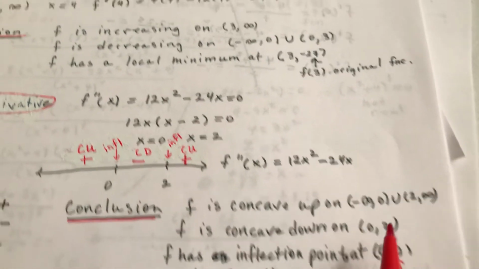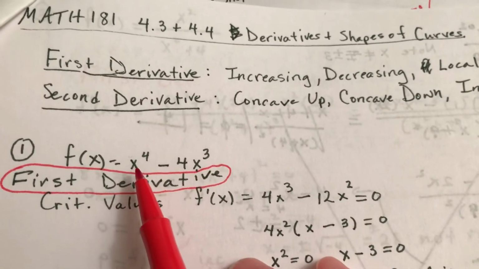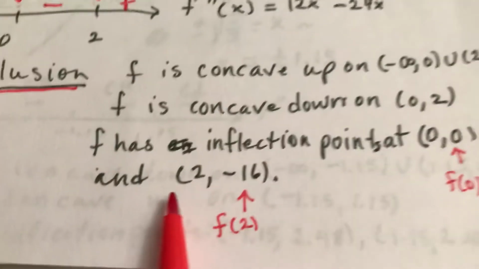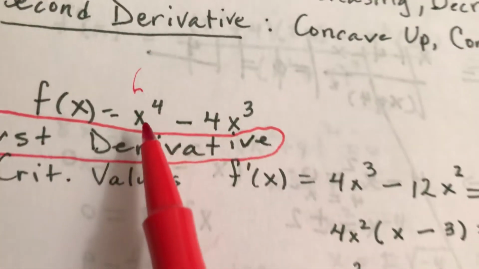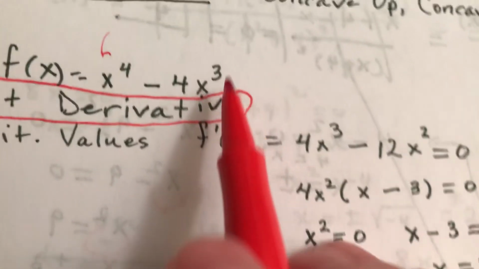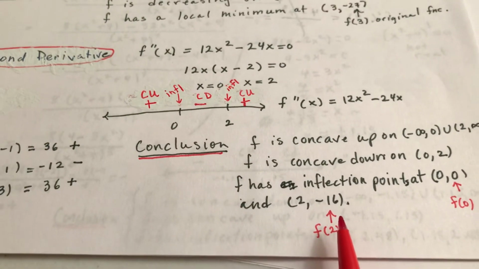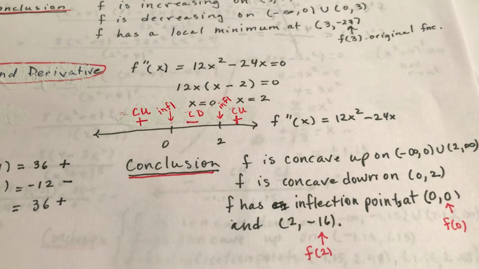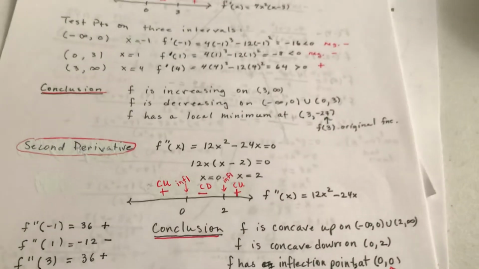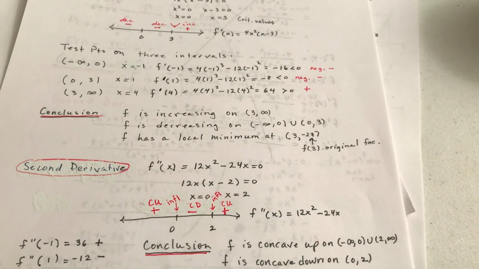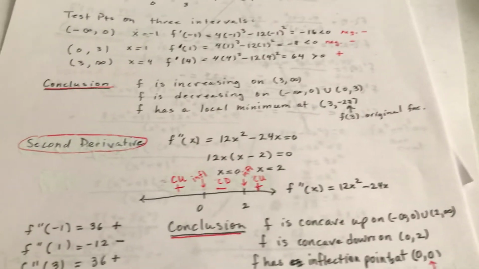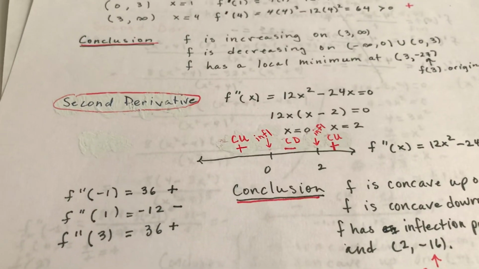Now f of 0 is going to be put back into the original function. If I put 0 in here, 0 to the 4th minus 4 times 0 cubed is 0. And then this is f of 2. If I put 2 way back in here, 2 to the 4th minus 4 times 2 cubed, that gives me negative 16. And there you have parts C and D. All right, I'll be back for the next function.